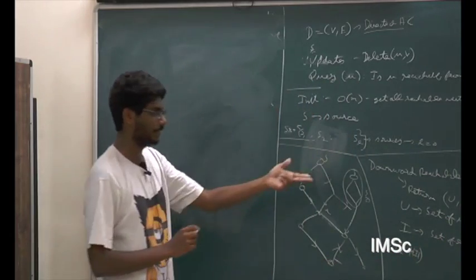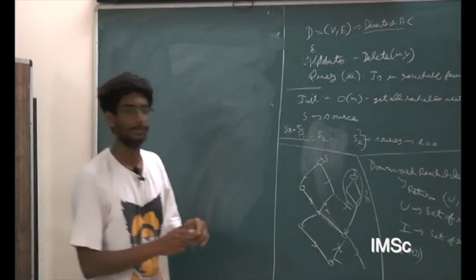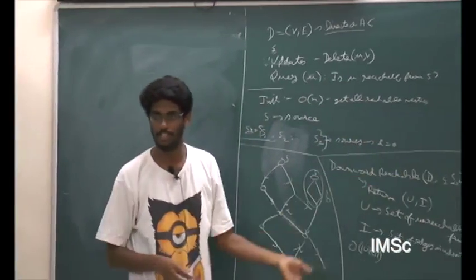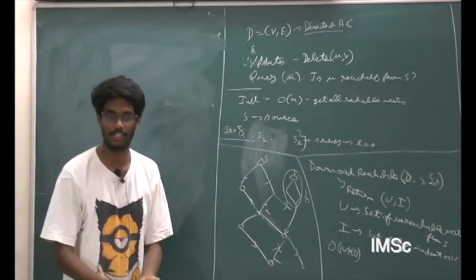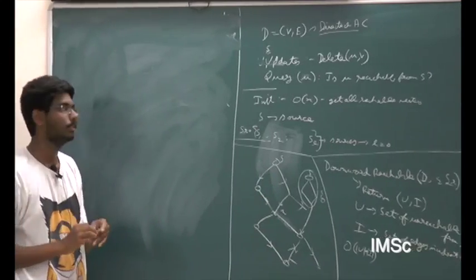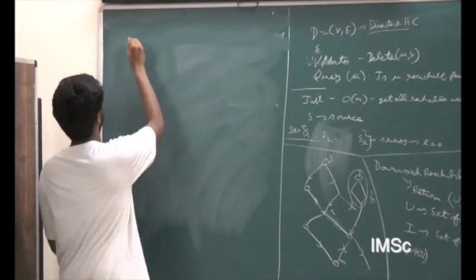So there are just two things we need to prove. We need to prove that every vertex that we add to I was actually not reachable from S, and every vertex not reachable from S is added to I at some point, right? So we'll do the one direction first.